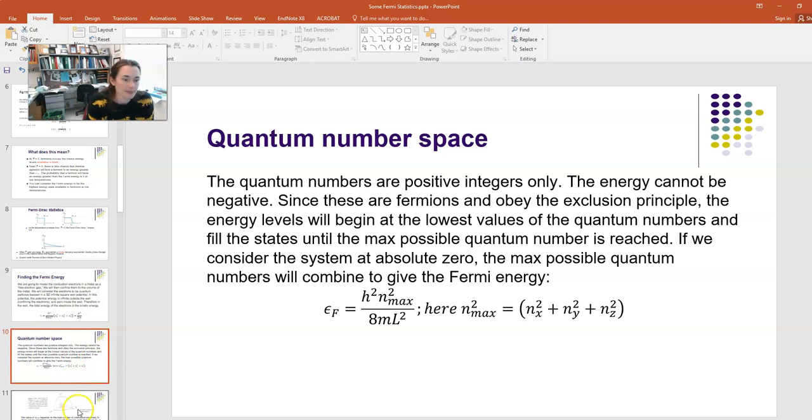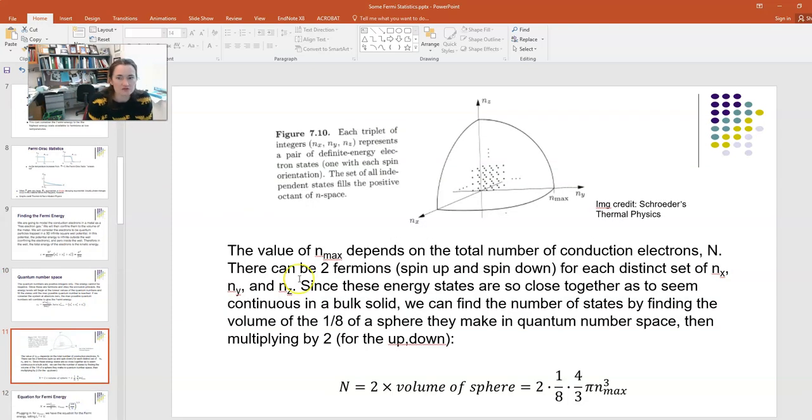Okay? Now what would that look like? Well, you've got only positive numbers. So if you wanted to plot this out, what it might look like in quantum number space, then you would have your x, y, and z quantum numbers all plotted on each independent perpendicular axis. So this is the quantum number space plot of it right here with nx, ny, and nz. n max, you could think of like the radius of this little section of a sphere, if you'd like, okay?